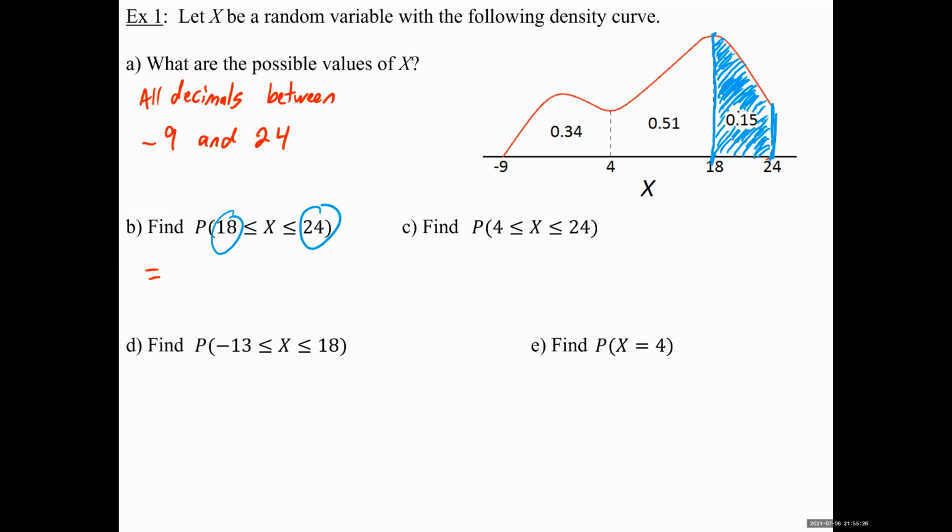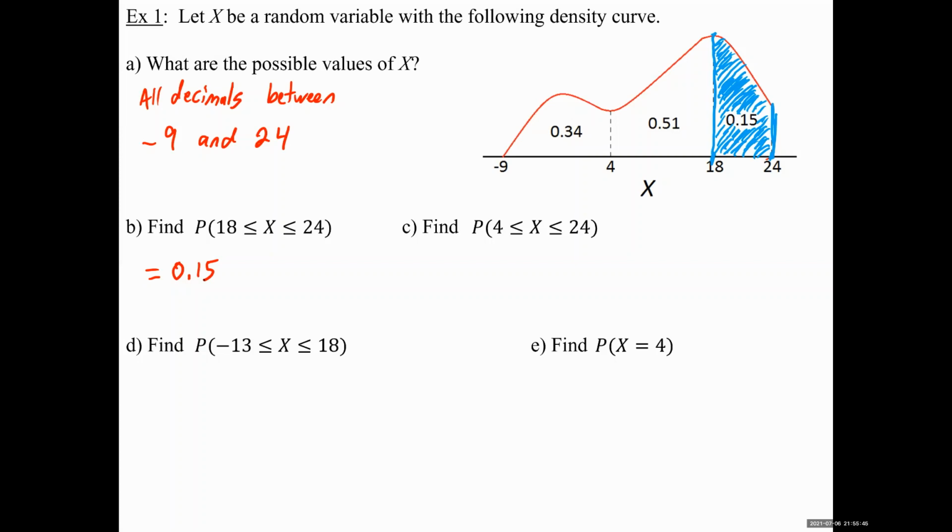This area that I'm shading in blue right now is this probability. And the number's given to you in this problem, so you just have to read the answer now. What's the answer? 0.15? Yeah, 0.15. That's it.